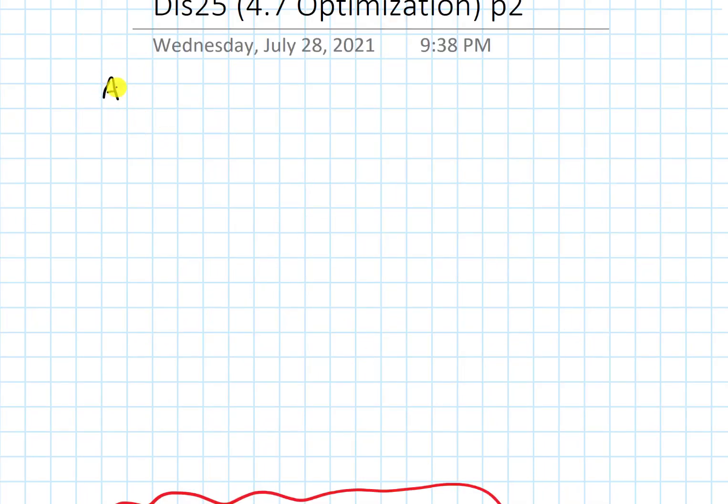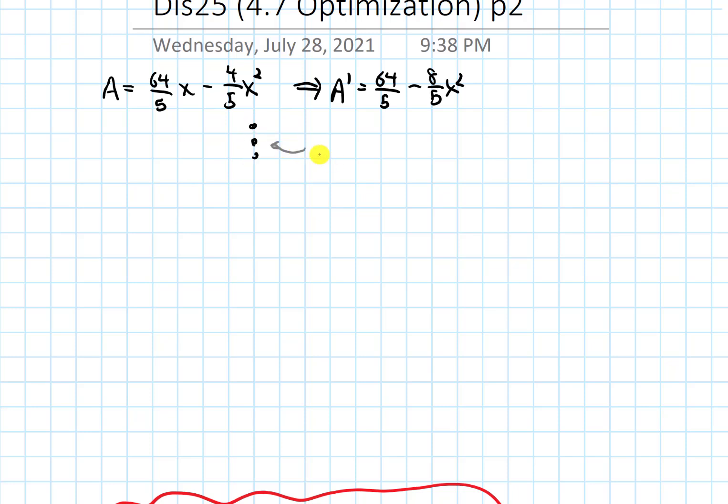So it turns out that our area function is 64 over 5x minus 4 over 5x squared. When we take the derivative of this, the derivative will be 64 over 5, and then minus 8 over 5x squared. From here, we would find critical numbers. I'm just going to put a dot, dot, dot, and leave those details for you. It's pretty quick, but still, I'm going to leave those for you. It's just some algebra from here.